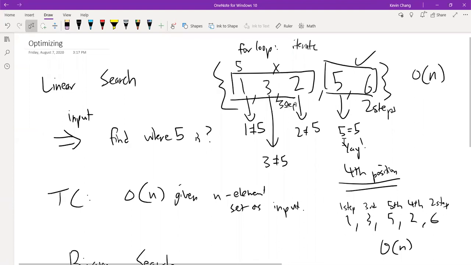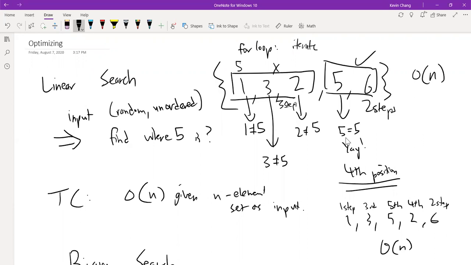I'll tell you now, there's no faster way given a random, unordered input. So if we don't know anything about what we're given, there's no way to find a certain element and find what position it is in that is faster than O of n. We will never have faster than linear time.